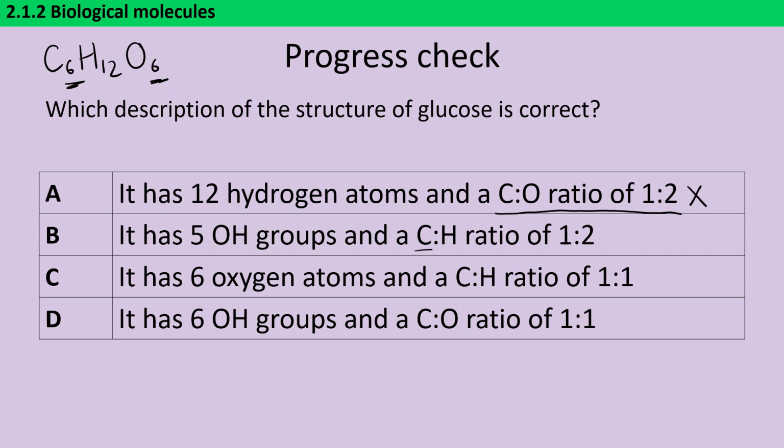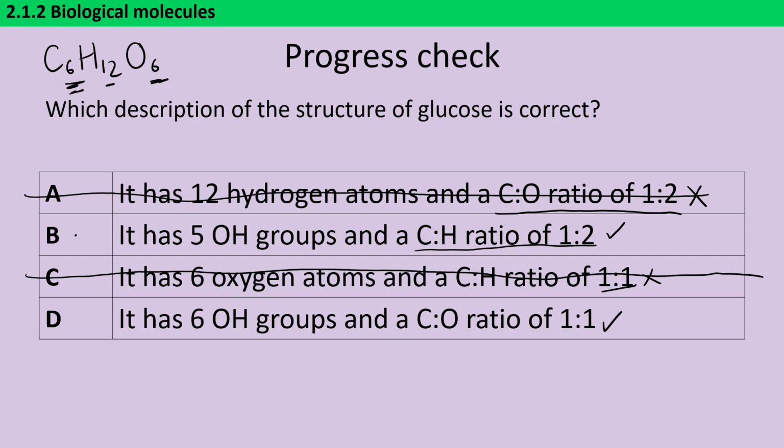And then we've got a carbon to hydrogen ratio of 1 to 2. So we've got 6 to 12. So that is correct. So B could possibly be a correct answer. And then for C, we've got a carbon to hydrogen ratio of 1 to 1. So we've just said that that's not right. And then finally, a carbon to oxygen ratio of 1 to 1. So that is right. So we know that our correct answer is either going to be B or D, and we can rule out A and C completely.